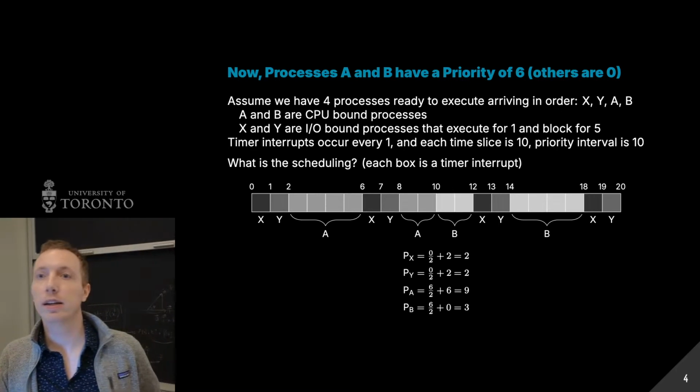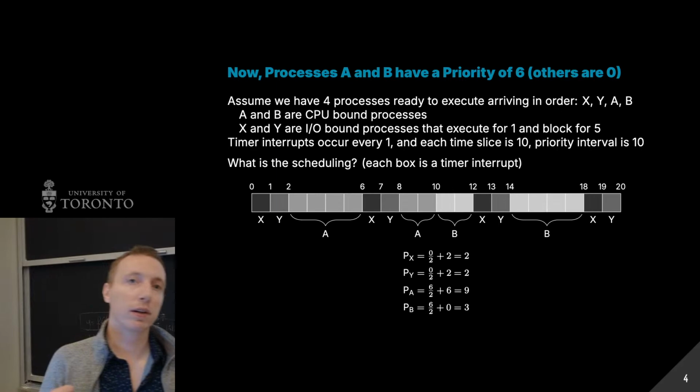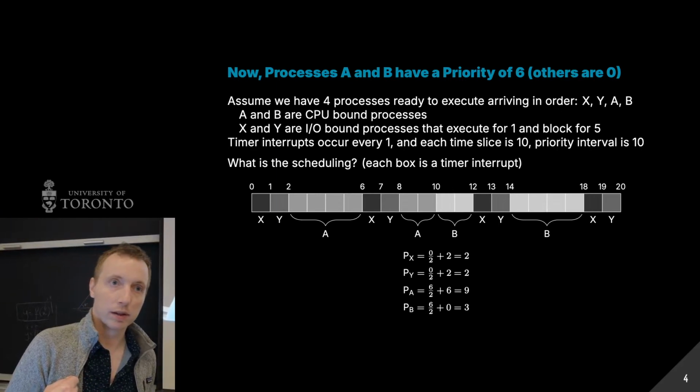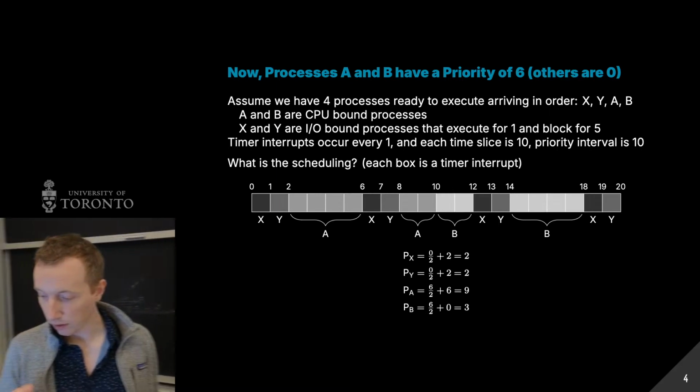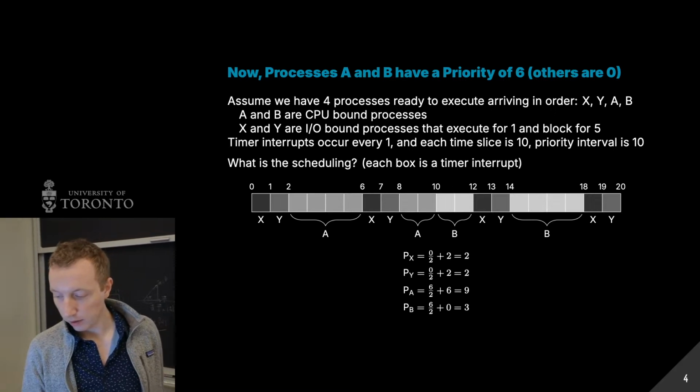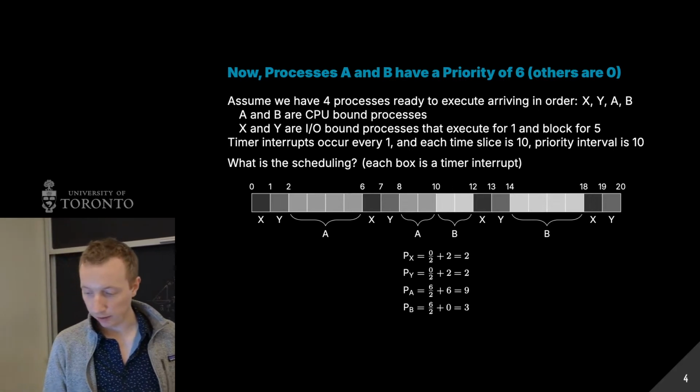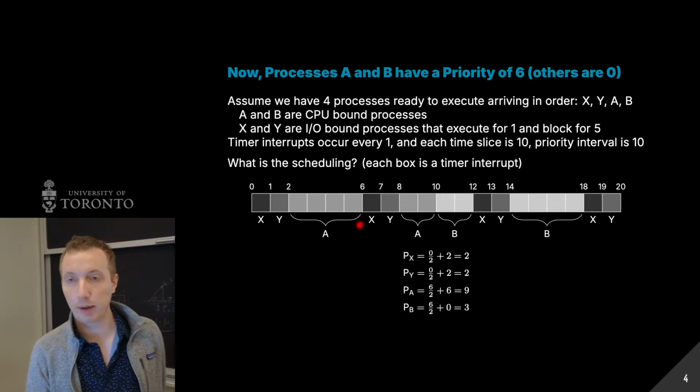Yeah. Okay, so back to my question. Were the priorities recalculated at 6? Because at the point at 6, the priority interval was not over yet. No, they were not recalculated at 6. So at 6, we were using the same priorities as before.